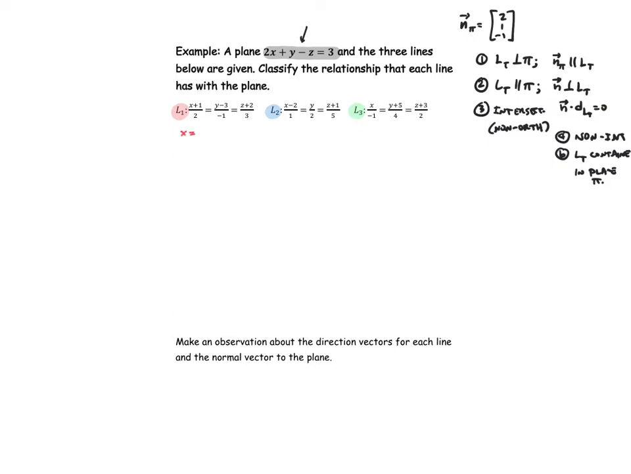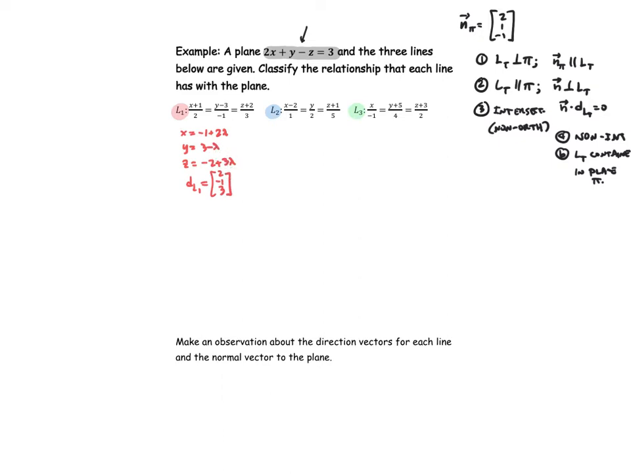So L1 will be -1 plus 2 lambda. Its y component will be 3 minus lambda. Its z component will be -2 plus 3 lambda. Okay, its direction vector, let's talk about that because that's going to be important as well. The direction vector of L1 is going to be 2, -1, 3. I can see those values directly from the coefficients of lambda: 2, -1, and 3.